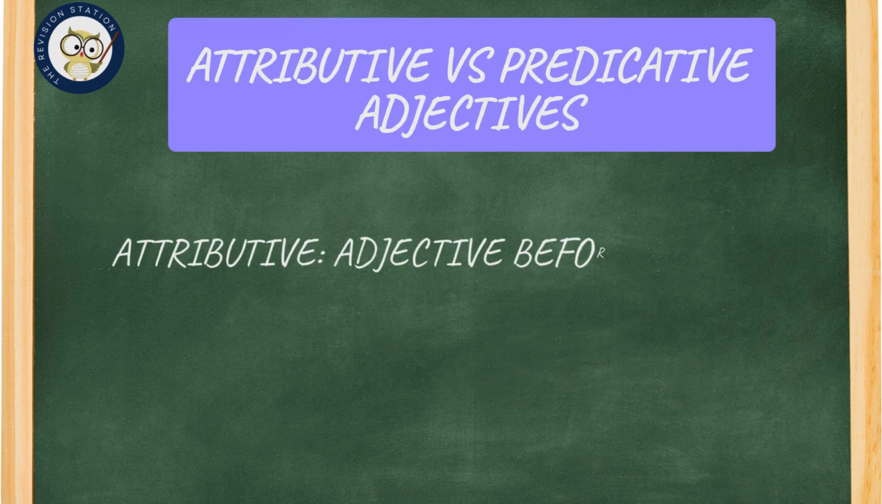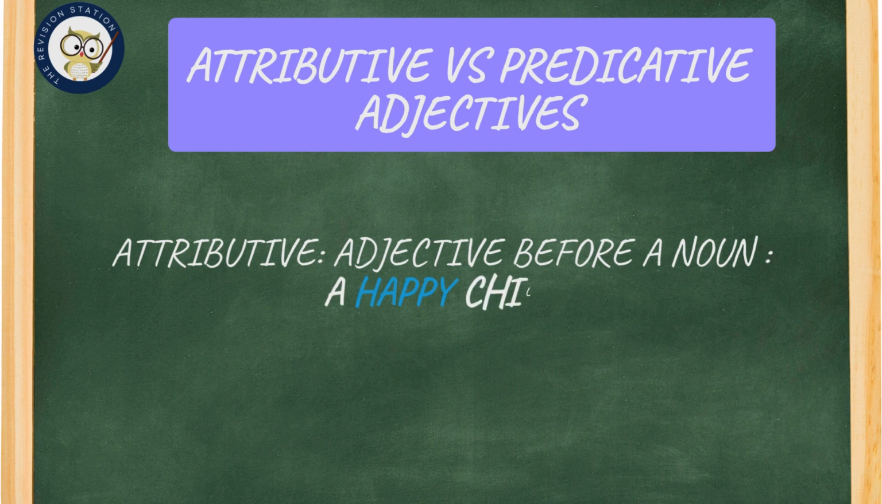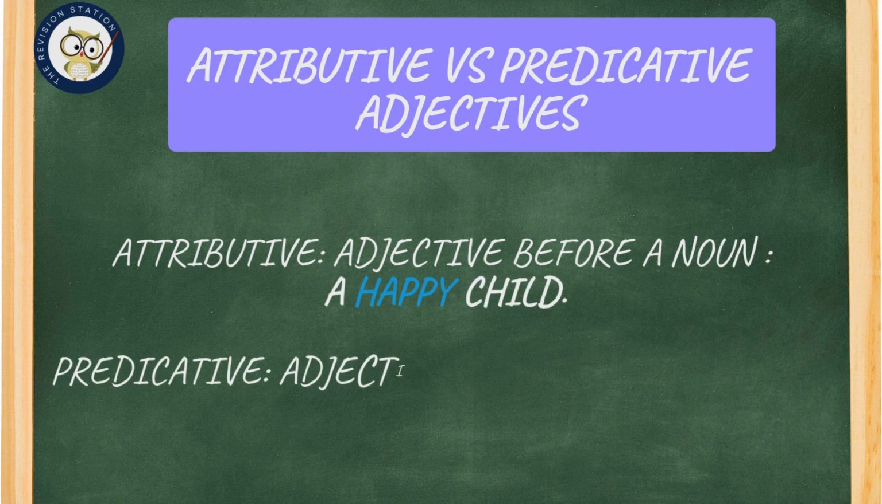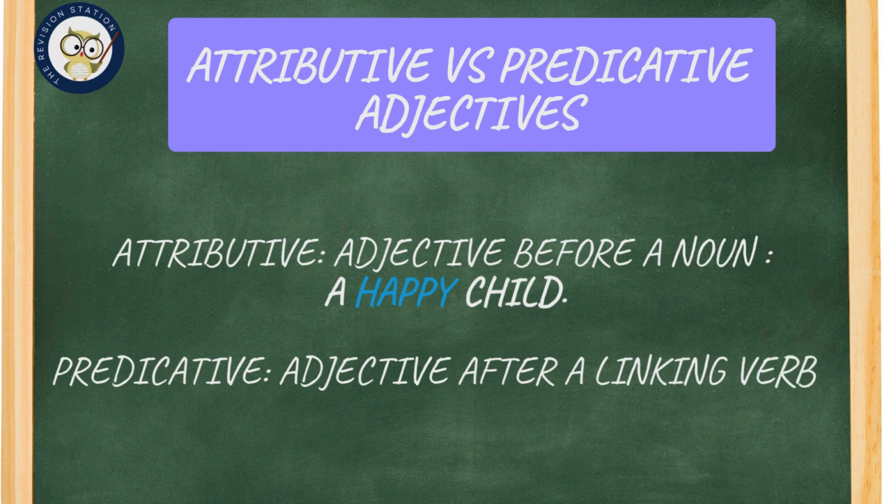Attributive adjectives means the adjective goes before a noun. Predicative adjectives go after a linking verb.